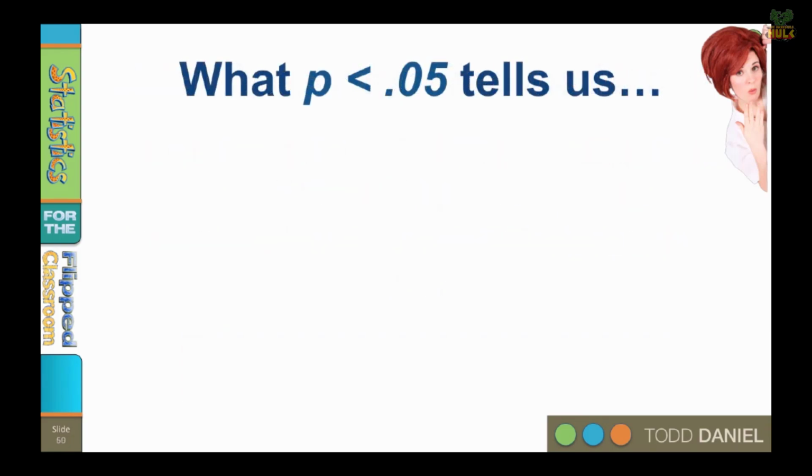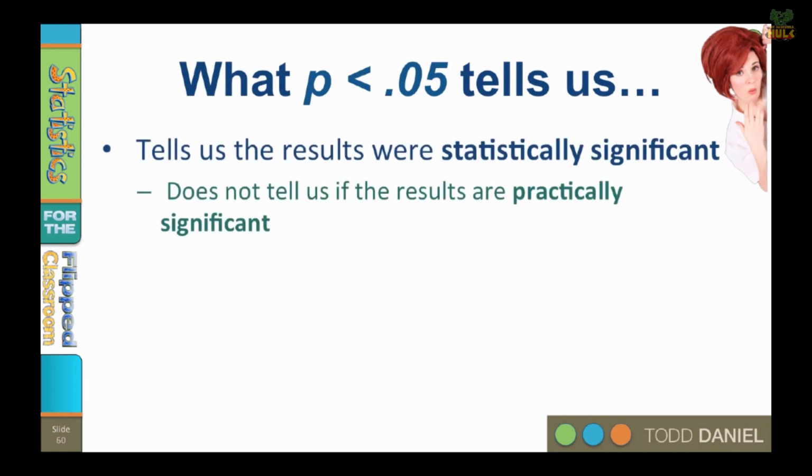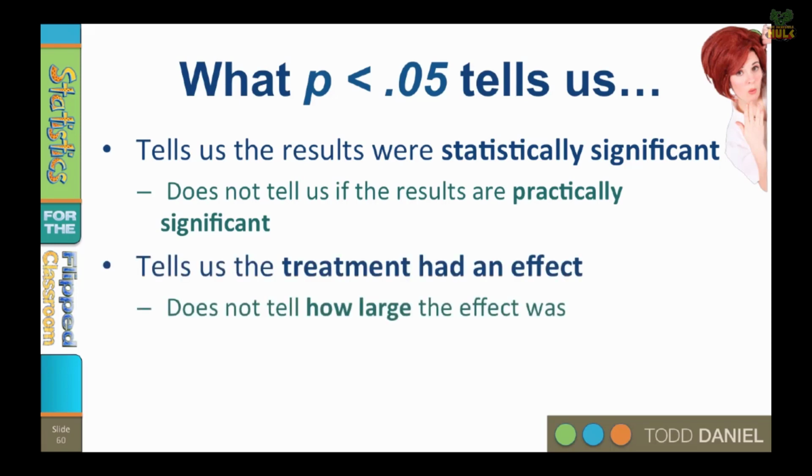What p less than 0.05 actually tells us is that the results were statistically significant. But it does not tell us whether the results are practically significant. In other words, do these results really matter in the real world? Statistical significance tells us that the treatment had an effect, most likely. But it does not tell us how large that effect was.